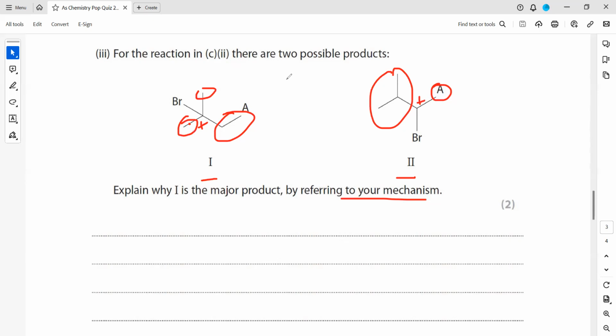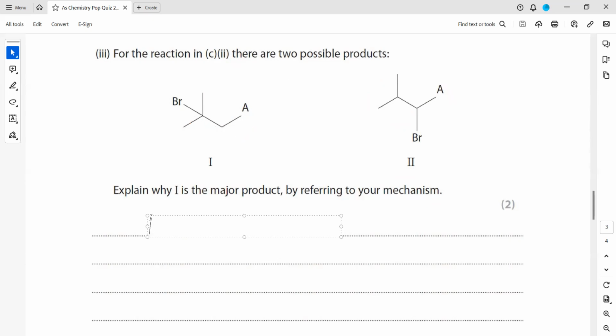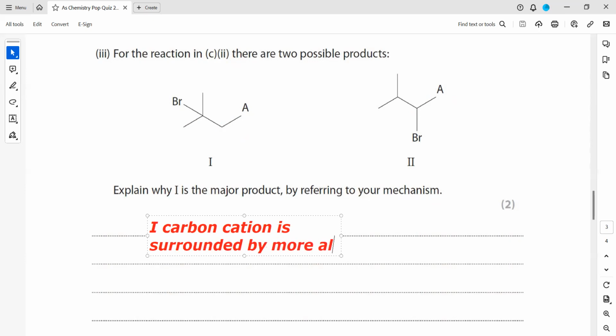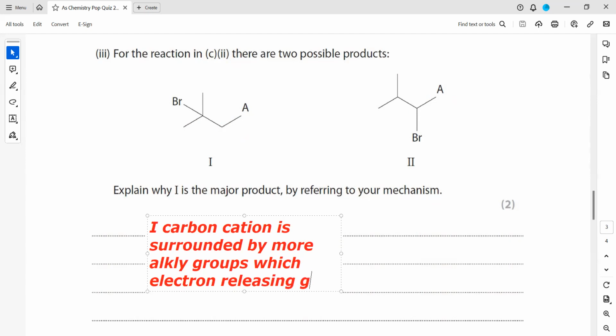So for the first one you can say tertiary carbocation, or you can say in the first structure the carbocation is surrounded by more alkyl groups, which are electron releasing groups, and they reduce the charge on the carbon. And when they reduce the charge on the carbon, as a result, the carbocation becomes more stable.